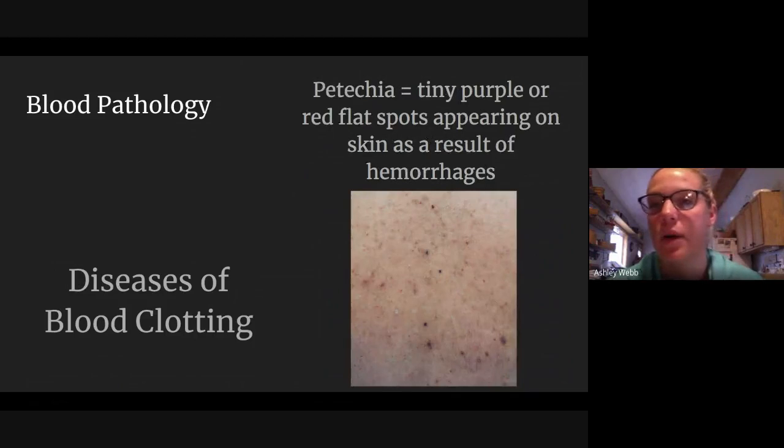Petechia are tiny purple or red flat spots appearing on the skin as a result of hemorrhages. I've never been able to find a good picture of petechia. Braxton had an instance where he had a bunch of petechia, and even when I took pictures of him, it just doesn't show up well in a picture. But you can see there's some, with my cursor here, some little red spots. These are some of them too. Those are just like little pinpoint hemorrhage spots.